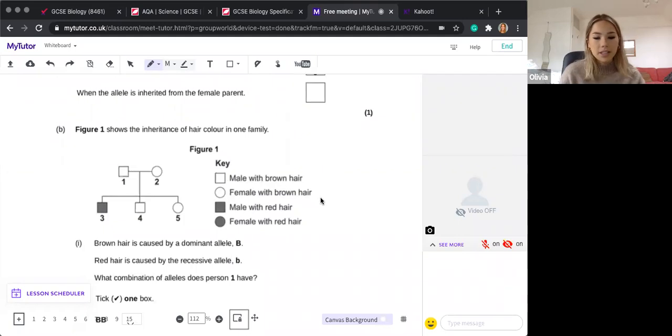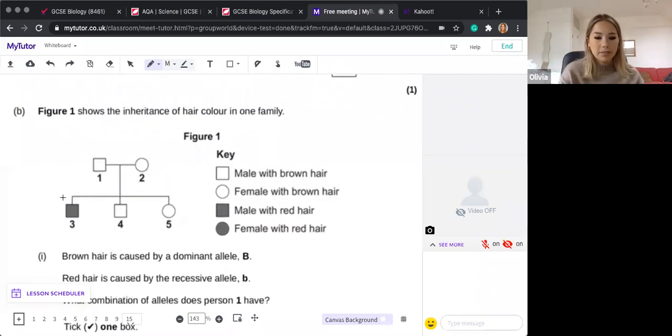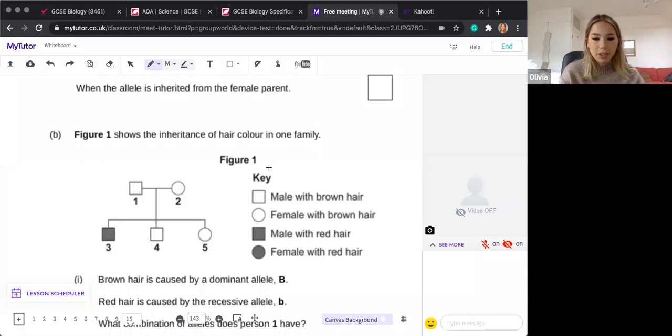Figure 1 shows the inheritance of hair color in one family. This is something that you need to be able to understand. These are called family trees. With family trees, we tend to represent males with a box and females with a circle, and we color depending on what characteristic they have. This doesn't represent what genotypes they have, what genes they have. It represents what physical characteristic they have, so it's more representing their phenotypes.